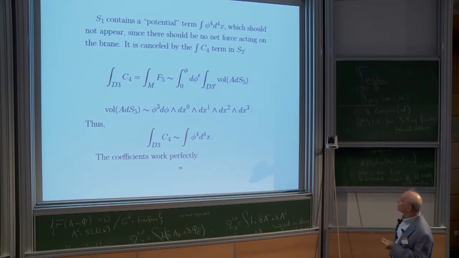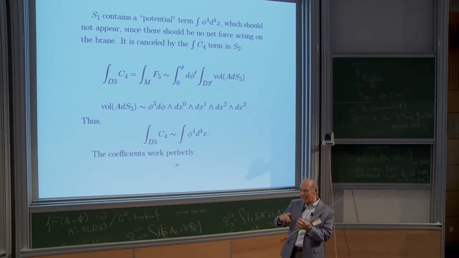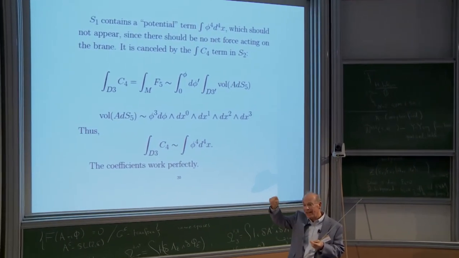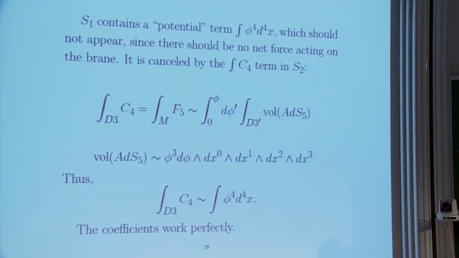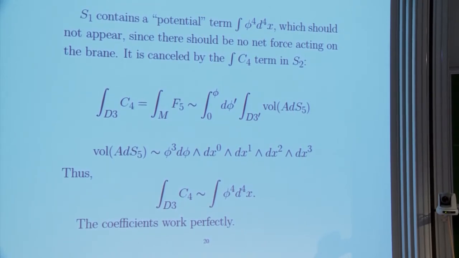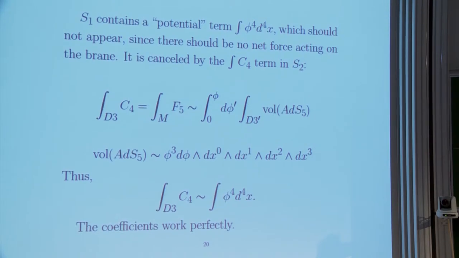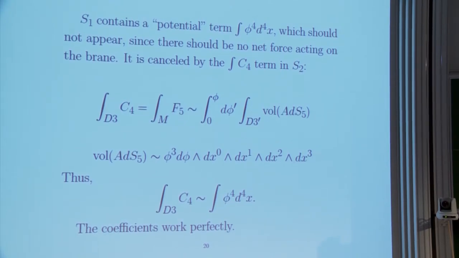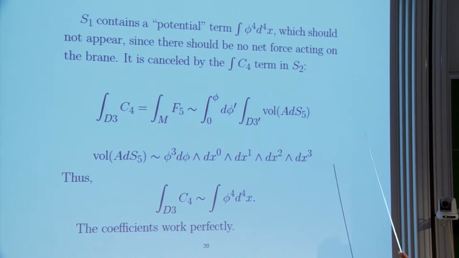So S1, remember, involved a square root of a determinant. And the thing inside the determinant in static gauge started out with eta mu nu plus stuff involving fields. So if you expand out that determinant in a series in fields, it starts with 1. And that 1 multiplies phi to the fourth. So the 1 contributes a so-called potential term, phi to the fourth d4x, which if it were there would be a disaster because it means there's a force on the brane. And we know this thing is BPS and the forces have got to cancel. So this term has to be canceled.